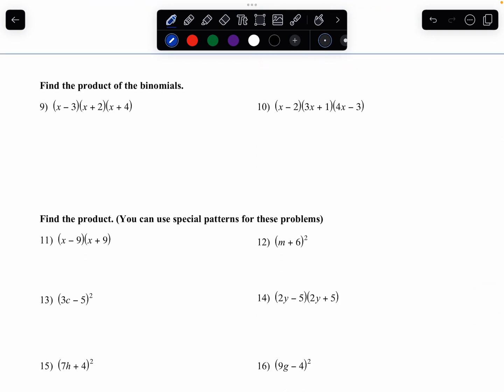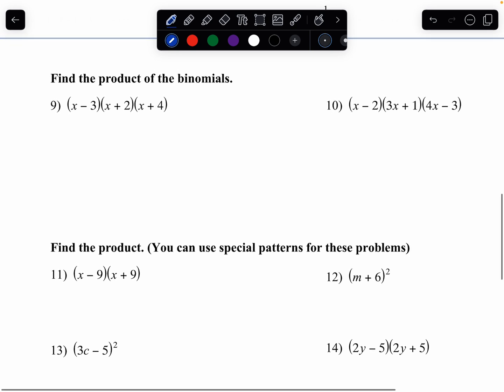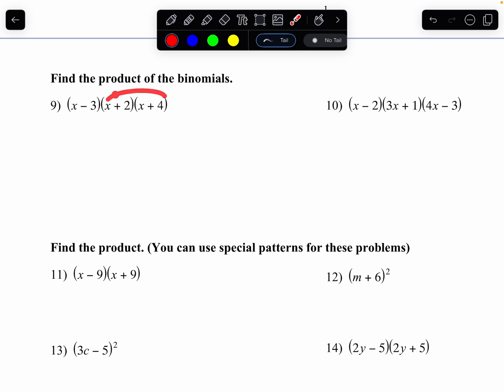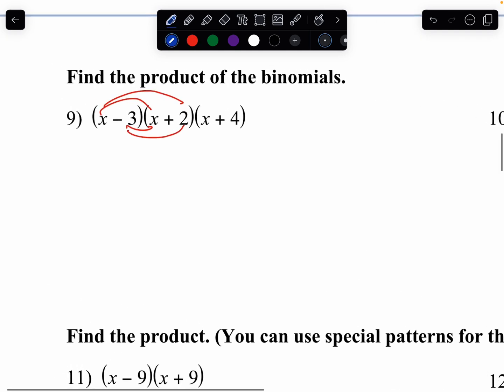For 9, still dealing with products of binomials. Okay, so we have 3 binomials. So I'm going to start by just taking 2 and then go from there. So let's start with these first 2. I'm just going to FOIL. So x times x is going to give me x squared. x times 2 is going to give me positive 2x. Negative 3 times x is negative 3x. Negative 3 times 2 is negative 6.